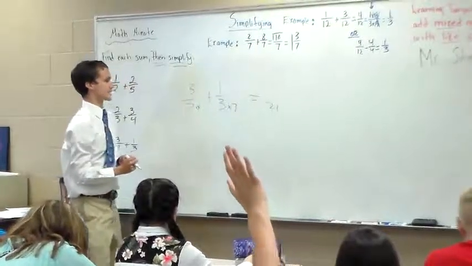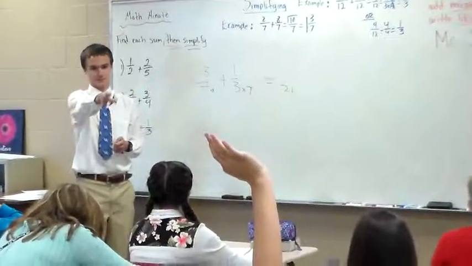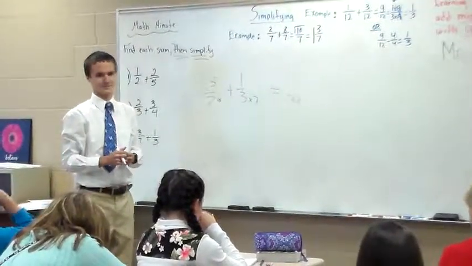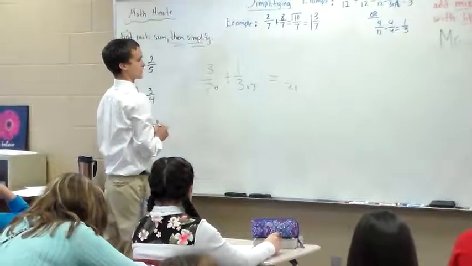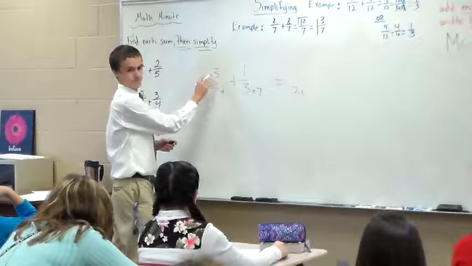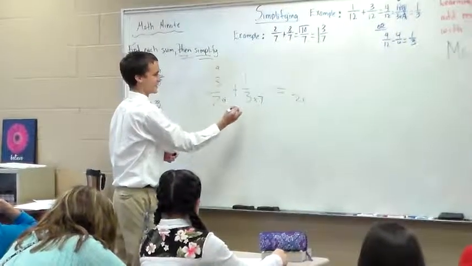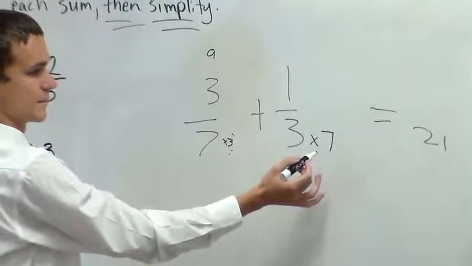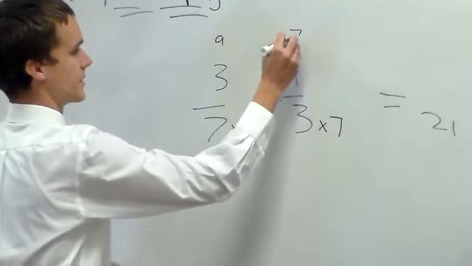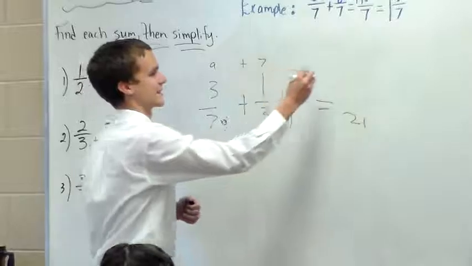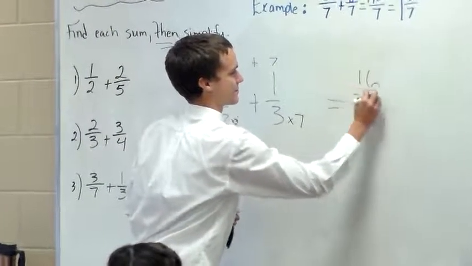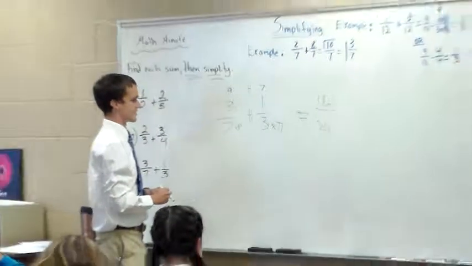All right, and then what's the next step that we take? You multiply 3 times 3 and then multiply 7. 3 times 3, this 3 and this 3? Yeah. And then which number here? 7 times 1 is 7. Good. And then 9 plus 7 is? 16. Good deal. All right, and that's your final answer for that one.